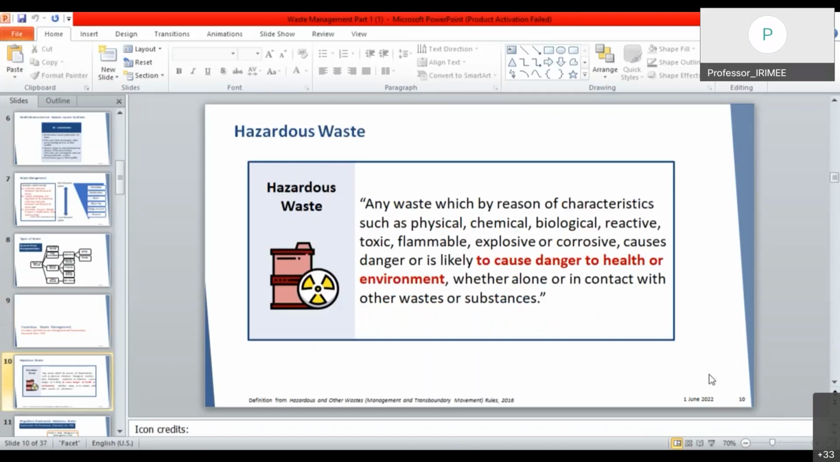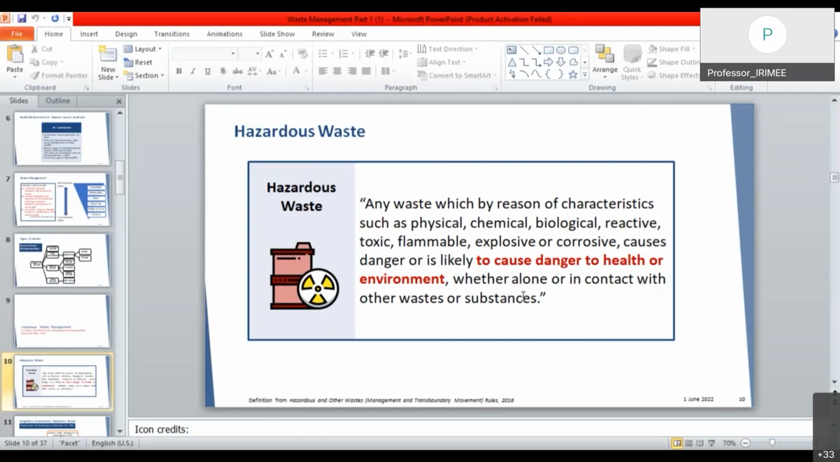As per these rules, hazardous wastes are any waste which by reason of their characteristics such as physical, chemical, biological, reactive, toxic, flammable, explosive or corrosive properties, are causing danger or are likely to cause danger to health and environment. They are coming under the purview of hazardous waste.